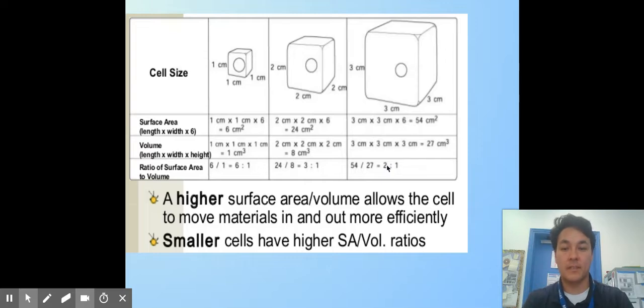Logically, we can't have a cell be too big because it wouldn't be able to get the oxygen all the way in. Think of it this way. It would take forever to get the oxygen in, and these mitochondria on the inside wouldn't be able to work. All right, it would take forever to get the waste out. So that's why cells have to be small.